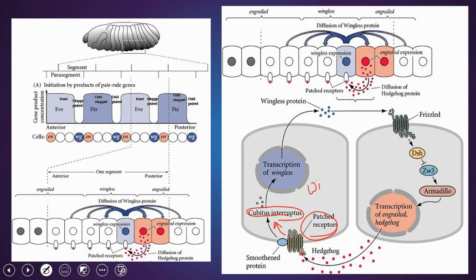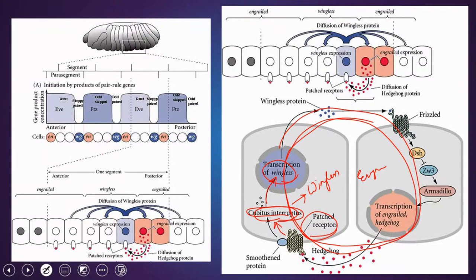Don't forget, this is the wingless expressing cell. This was the engrailed expressing cell. So cubitus interruptus is expressed in the wingless expressing cell. That goes into the nucleus, makes wingless, and again the cycle continues. So that is how they are maintaining the polarity.